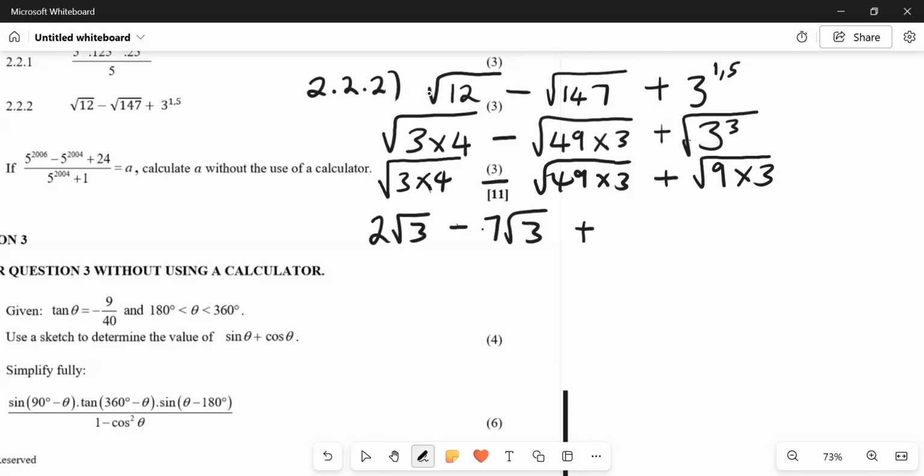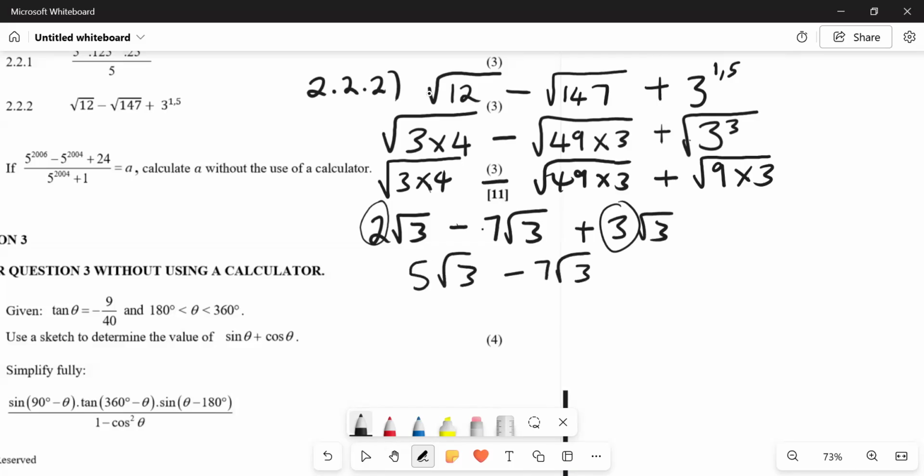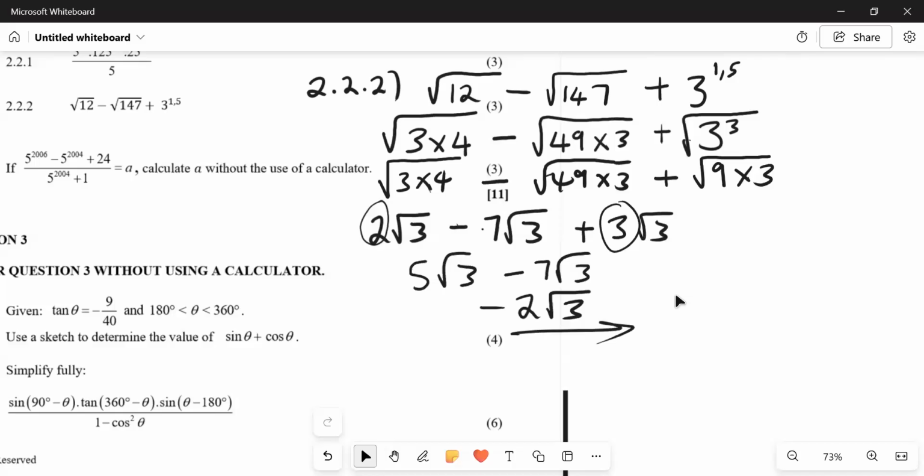Now you have a common factor there of root 3, right? So 2 plus, that's 3, not 2. This is 3, not 2. Now 2 plus 3 is equal to 5. Root 3 minus 7 root 3. These are like terms. Subtract 5 minus 7 is minus 2. So this is minus 2 root of 3. Now it is simplified. I hope it makes sense to everyone.